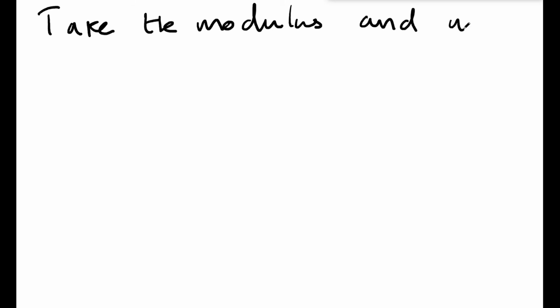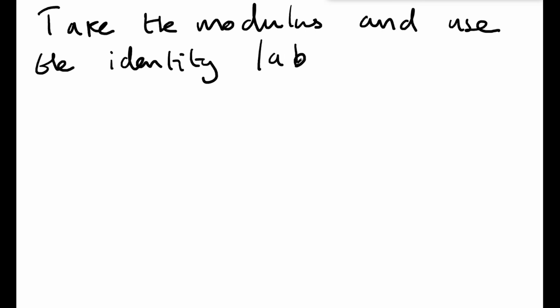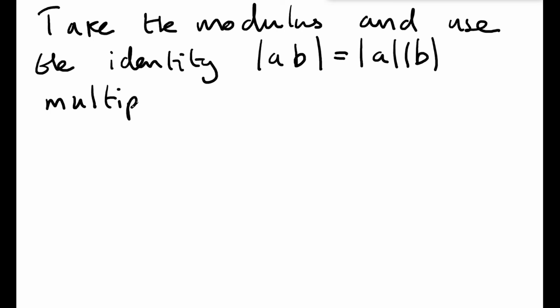Okay, so we're going to take the modulus and use the identity: modulus of AB equals modulus A times modulus B. Some would say that's obvious, but I bring it up because we're going to use other types of this when we get on to using vectors and norms. We're going to use an analogy of this. This has got a name, believe it or not. It's called multiplicativity.